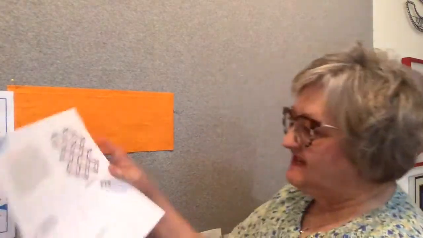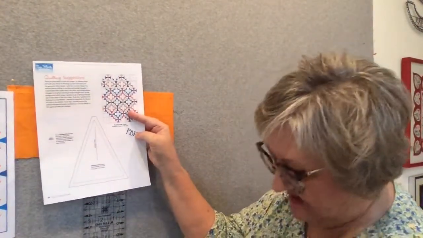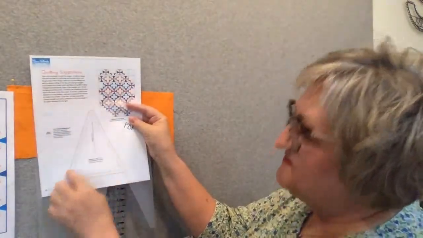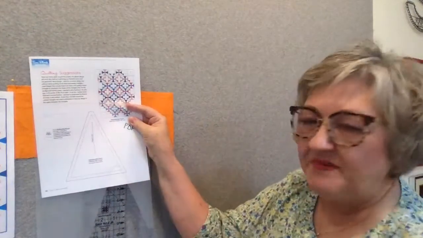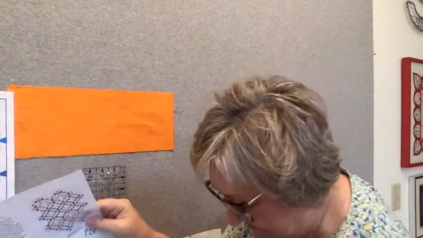So a lot of times, we have this idea that when it says make a template, we have to take this pattern and take our template plastic and put it over, trace around there, cut it out. But that is really kind of a pain and it's not very accurate. Believe me, there's a simpler way. So let me show you what that is.